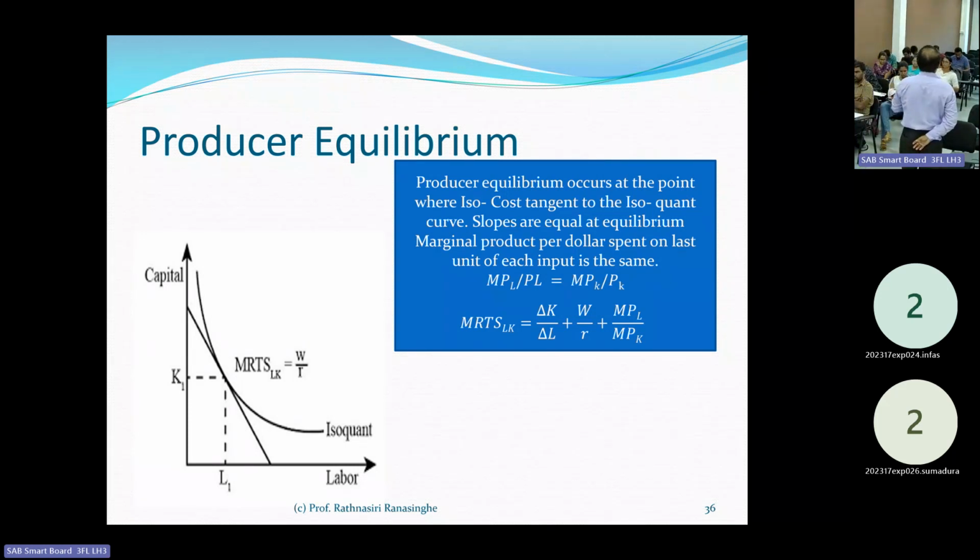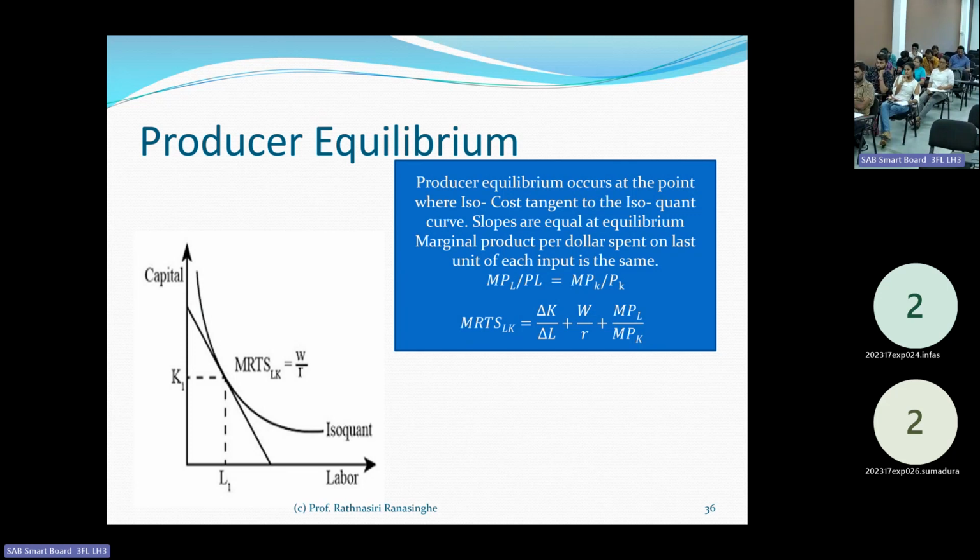That means the slopes of these curves become equal: the slope of the isoquant and the slope of the isocost curve. So that is the equilibrium point, the tangent point, the intersection point. Here we see this particular point. This is the tangent point, so that gives the equilibrium.